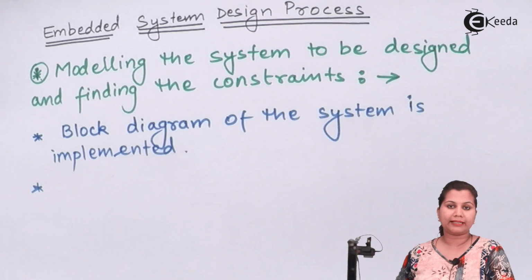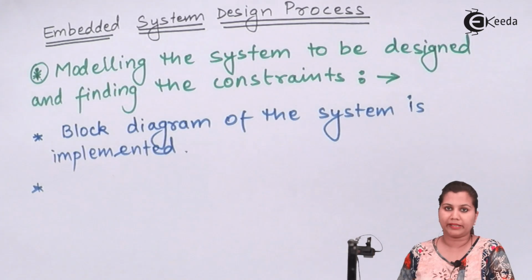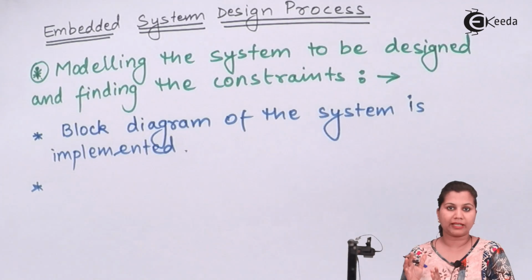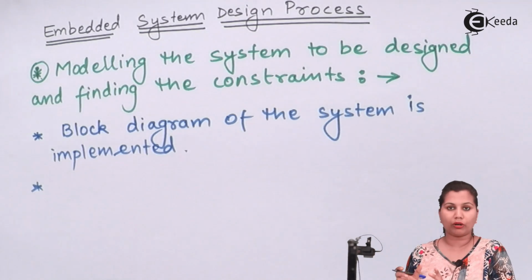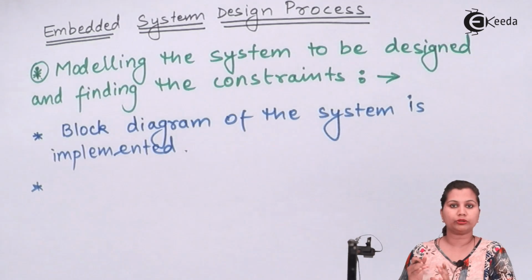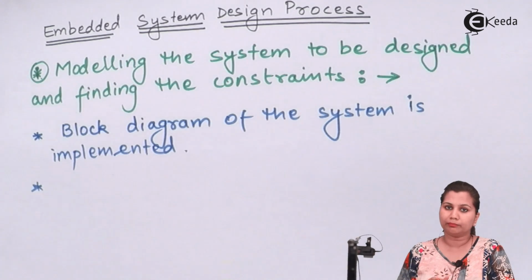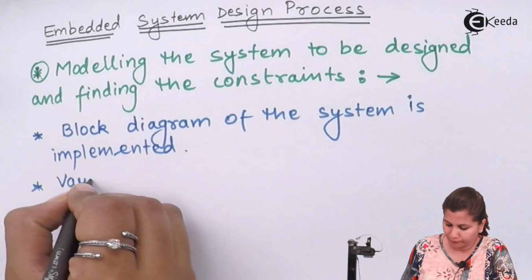Now in that block diagram, we will have different blocks. These blocks will represent the various components of the embedded system according to that application. For some specific application, the block diagram will be different. For some other application, the block diagram will be different. So according to the application for which the embedded system is to be used, we will use different components and draw the block diagram. Now in that block diagram, we will have various components.